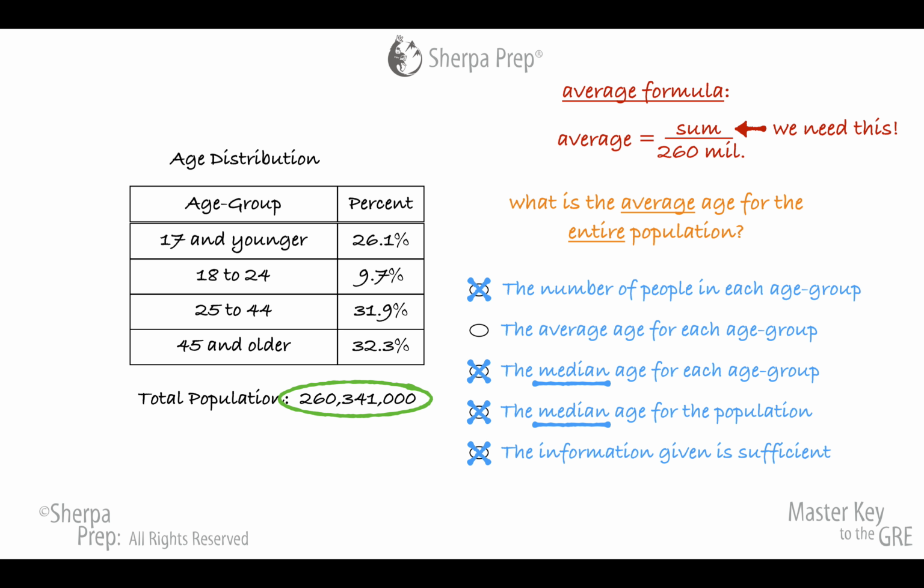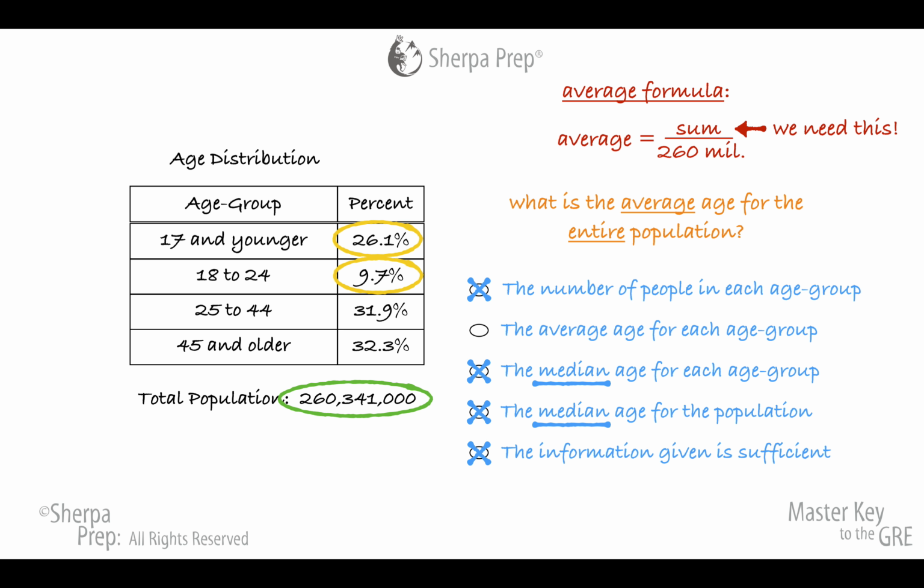For example, we know there's 260 million people, and 26.1% of them are 17 and younger. If we were to crunch the numbers, we would actually get the number of 17-year-olds and younger. And likewise, 18 to 24-year-olds, that's 9.7% of the population. So if we needed to, we could just get 9.7% of the 260 million. In other words, this is information we already have, and it's clearly not giving us the sum of the ages, which is what we need. That's why this answer is also not the correct answer.